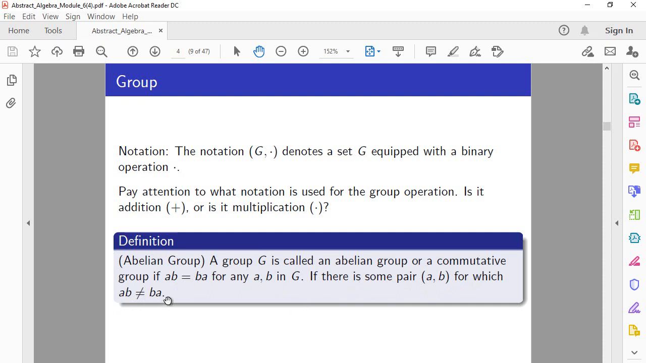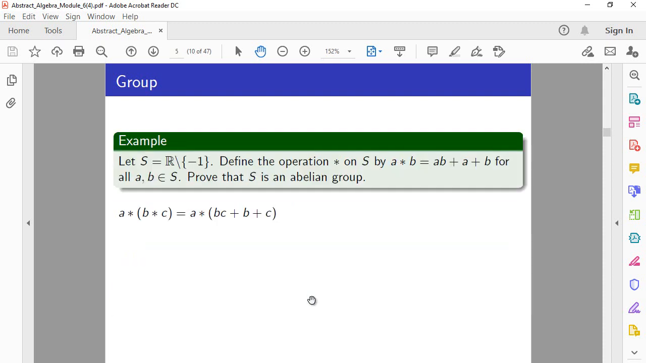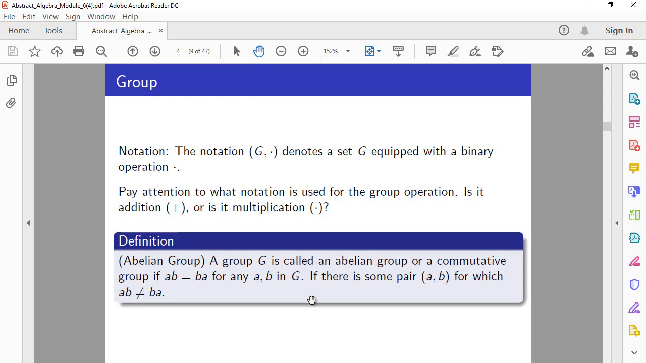I guess I didn't complete the sentence here. So we're going to start with our first example. Again, an abelian group is a group that additionally satisfies this commutative property, that AB is BA for all A, B in G. Now if I use additive notation here, then I would be saying A plus B is equal to B plus A for any A, B in G.